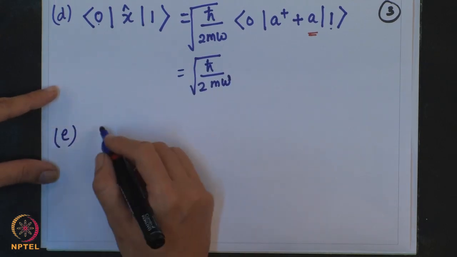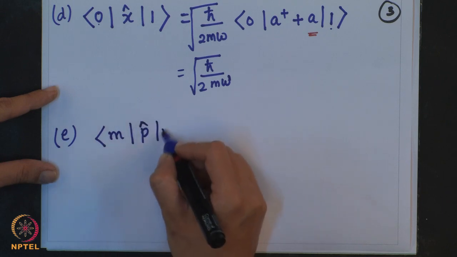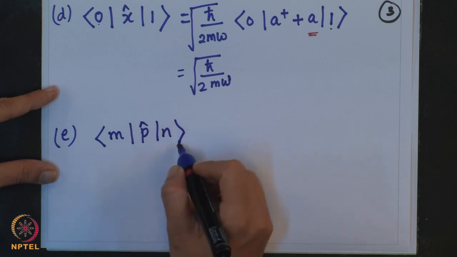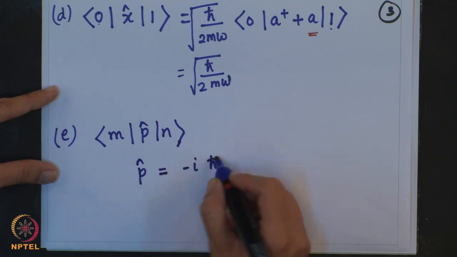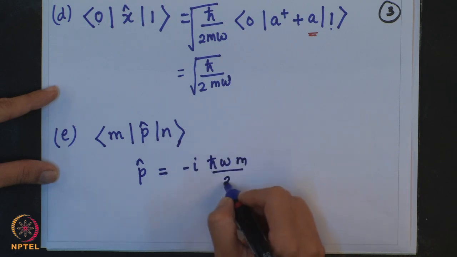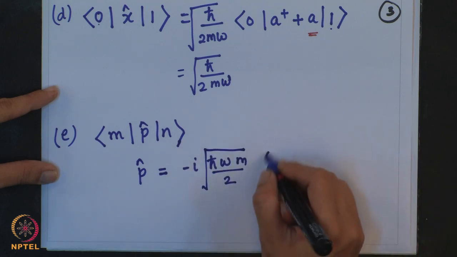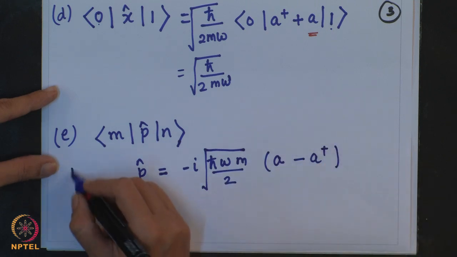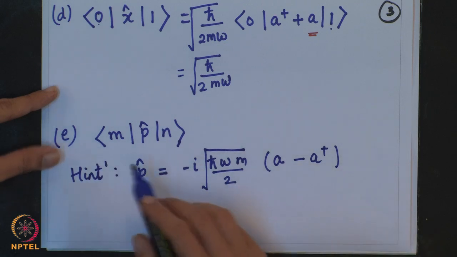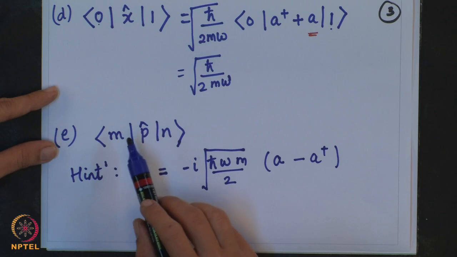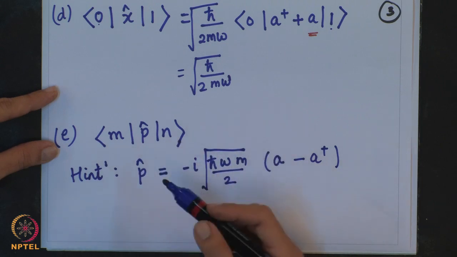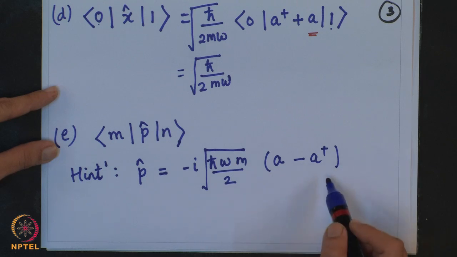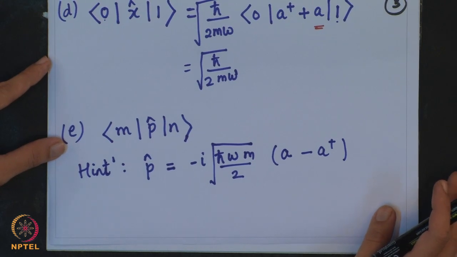So, in E part, I will leave this for you to solve. It is a simple exercise. To evaluate this, I will give you a hint, that is P is nothing but minus i h cross omega m upon 2 in the square root, and you have a minus a dagger. So, using this hint, please evaluate this matrix element. Okay. So, you will have some delta mn term, mn plus 1 or n minus 1, depending upon which operator you are operating, creation operator or annihilation operator. Okay. I think this is very clear, it is very lucid, it is not at all difficult to solve.